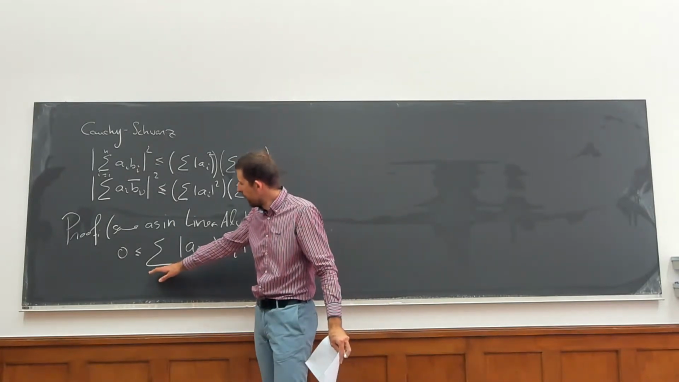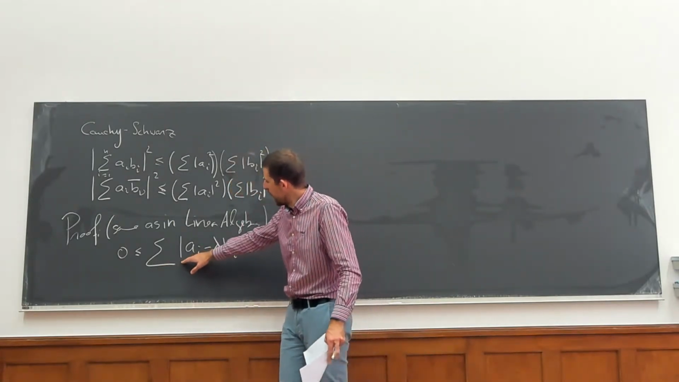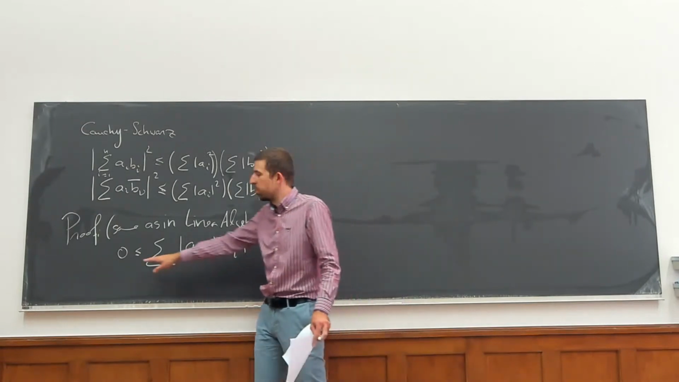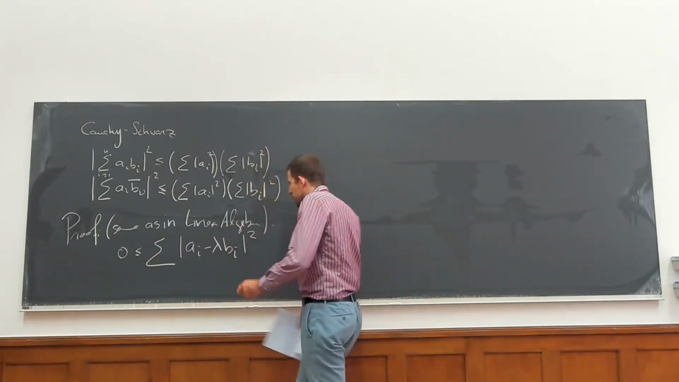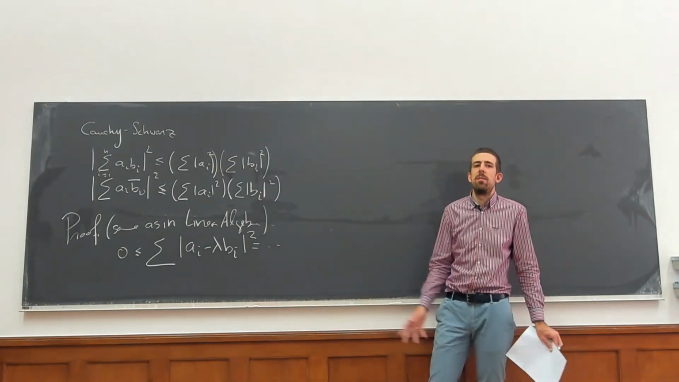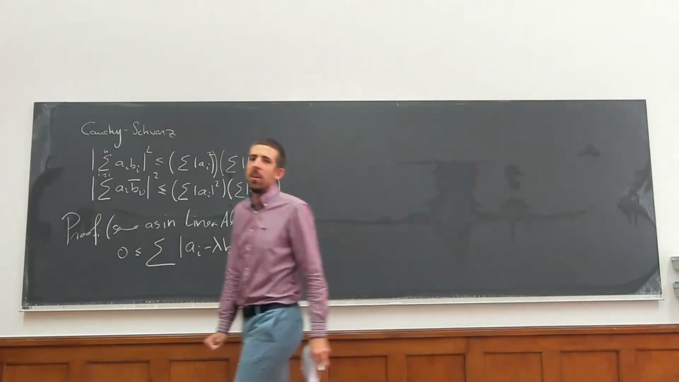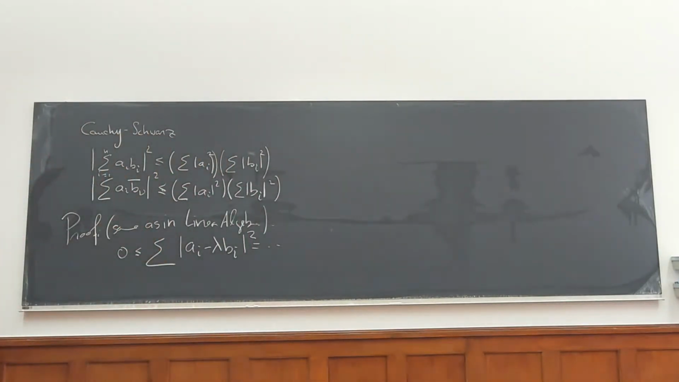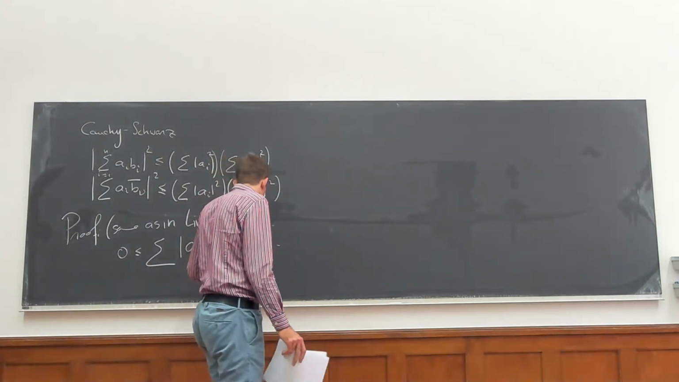If you have a sum of absolute values squared, this for sure is bigger or equal than 0, and then you expand this out and pick the right lambda, and you recover Cauchy-Schwarz. Sure, you've seen this in linear algebra, so I'll spare you the details because they're exactly the same.